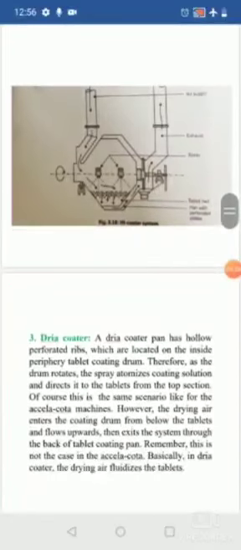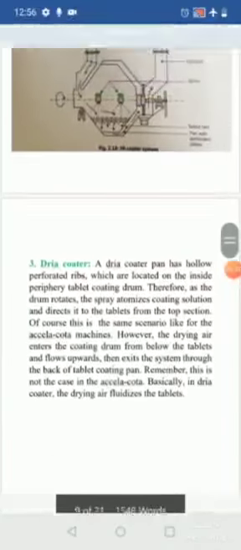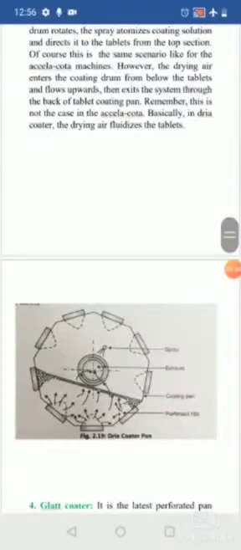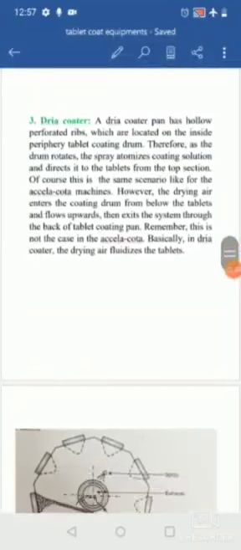Okay, so next is the dryer coater. Coming to the dryer coater, it contains the pan which has hollow perforated ribs. Here you can see the hollow ribs, which have many pores. It contains the ribs, or metallic projections, having many pores. The dryer coater pan has hollow perforated ribs which are located inside the periphery of the coating drum.